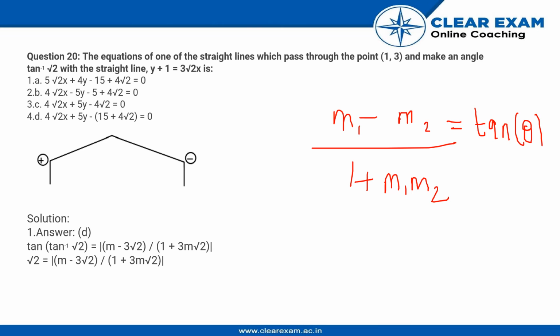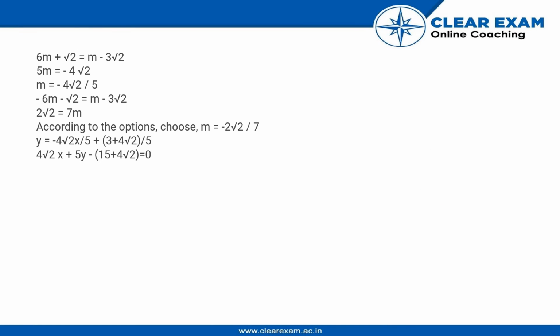So here once we put that, we get the value for m, and if you look over here, there is mod on both the numerator and the denominator, because slopes can have positive and negative values both. Once we have that, we simplify it enough and get the value of the slope to be minus 4 root 2 by 5, and also we get the value of m to be minus 2 root 2 by 7. So according to the options, we choose the slope to be minus 2 root 2 by 7.